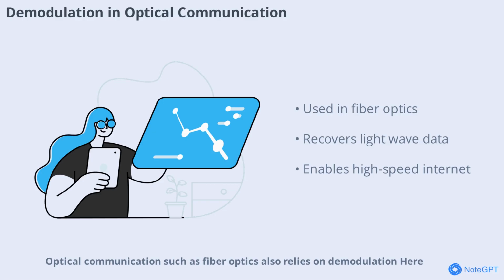Optical communication such as fiber optics also relies on demodulation. Here, light waves are modulated to carry information, and specialized demodulators recover the data at the receiving end. Optical demodulation enables high-speed internet, long-distance phone calls, and data centers to function efficiently, forming the backbone of modern digital infrastructure.